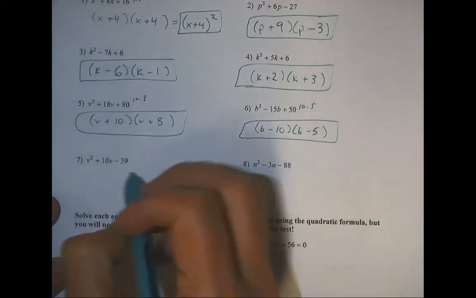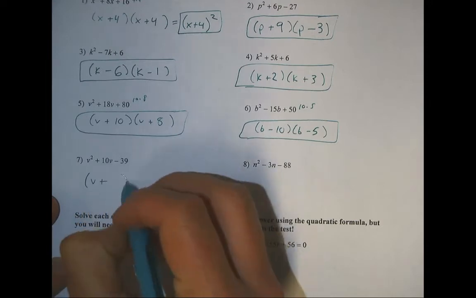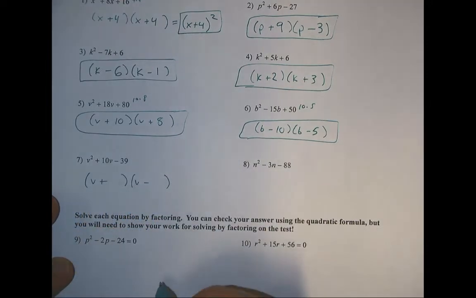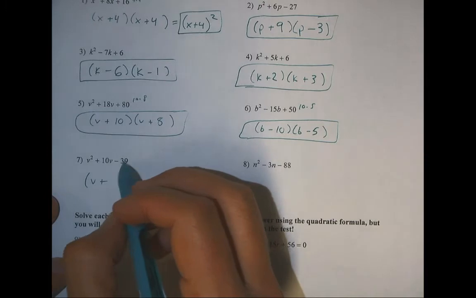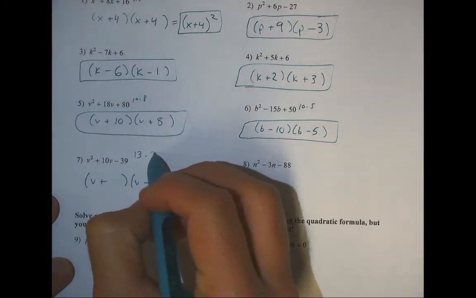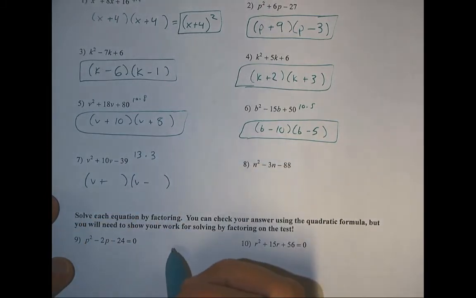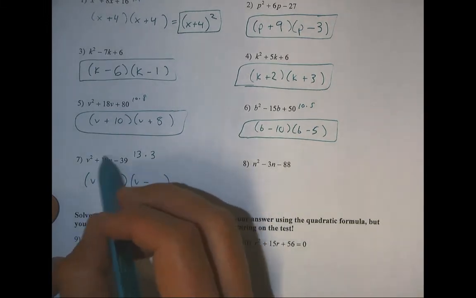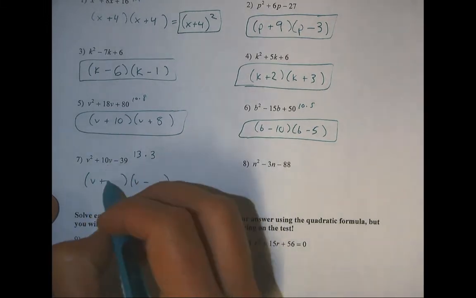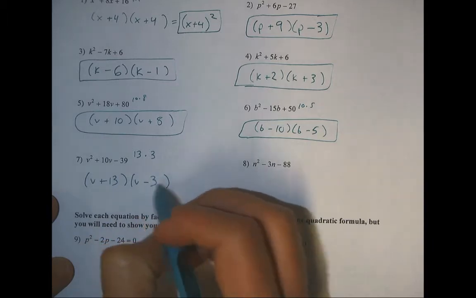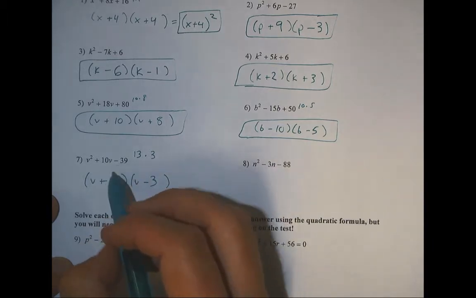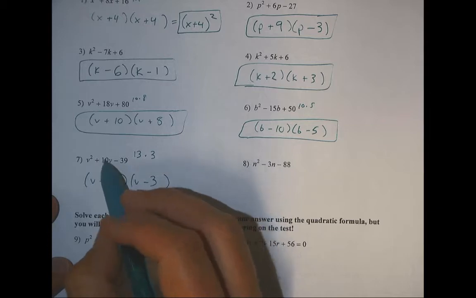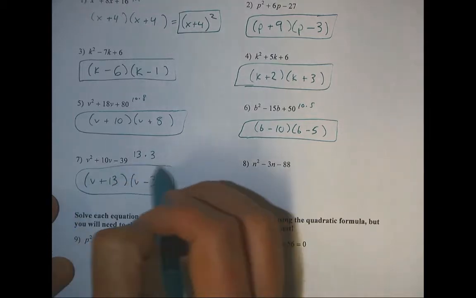Number 7, multiplying to a negative. So I'm going to have one of each here, v plus and v minus. 39, I'm thinking 13 times 3. And with 13 times 3, I can get to a 10. It needs to be a positive 10, so the bigger number needs to be the positive, so 13. And 3 multiplies to negative 39, and the negative 3 will come off the 13 to create a positive 10.